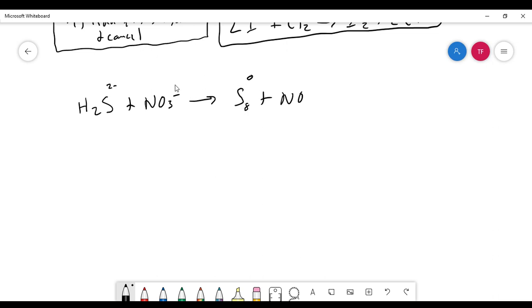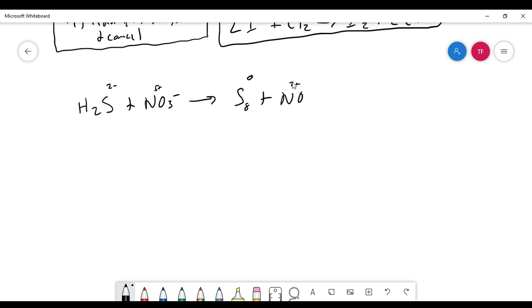So if it lost electrons, then something else must have gained them. On this side, nitrogen has an oxidation number of 5 positive. Oxygen's 2 negative, 6 negative total. 6 negative plus 5 positive adds up to this negative charge. So nitrogen was 5 positive here. Over on the other side, it's 2 positive. So it went from 5 positive and reduced its charge to 2 positive.